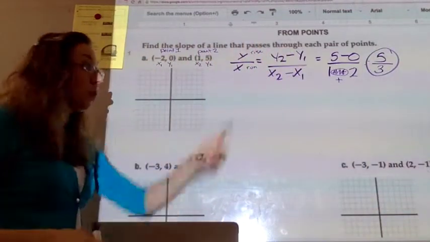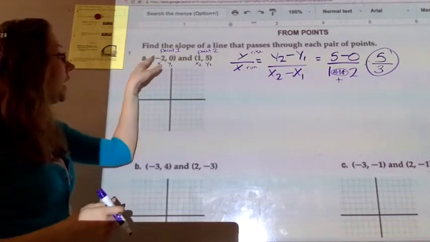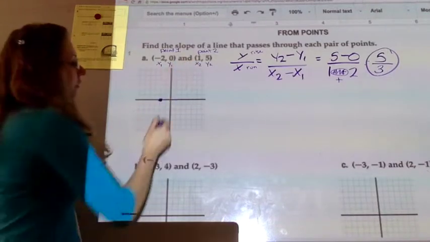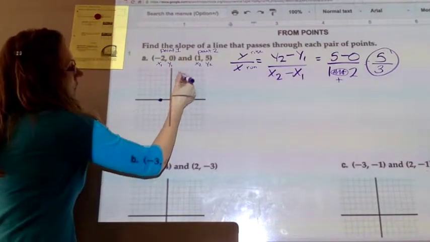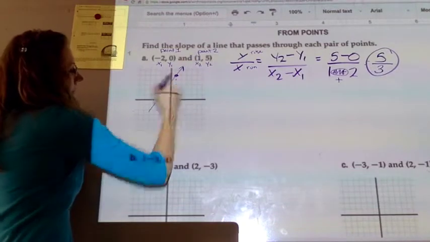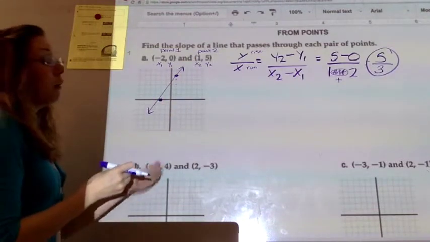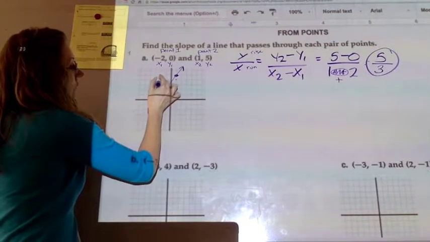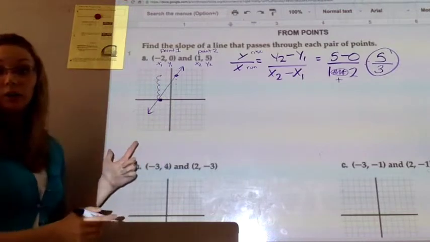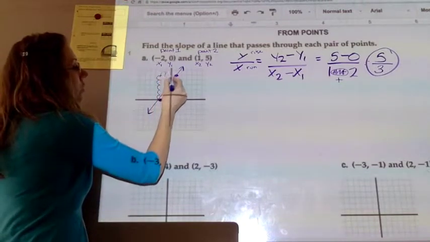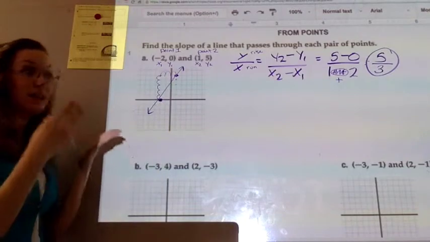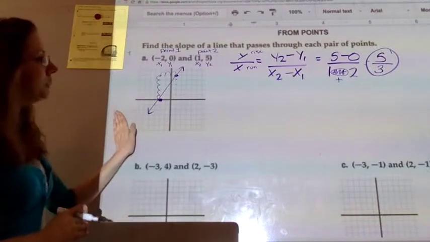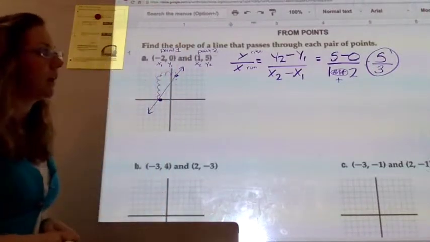Now I'm going to prove that my slope is 5 over 3. Watch. I'm going to graph negative 2, 0. Negative 2 up 0. Now I'm going to graph over 1 up 5. Over 1 up 1, 2, 3, 4, 5. And I'm going to connect them. Now, again, I want to prove that 5/3 is my slope. I'm going to count my boxes. 1, 2, 3, 4, 5. My rise was 5. And now I'm going to count my run. 1, 2, 3. My run is 3. So I know my 5/3 is right, and I know it's positive because reading it left to right, it looks like it's going up.